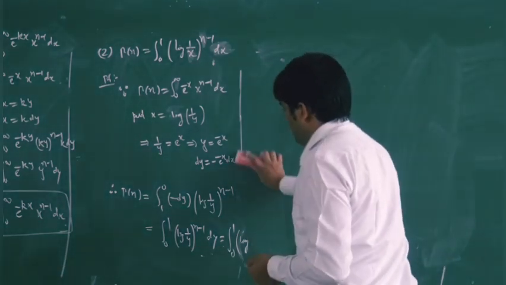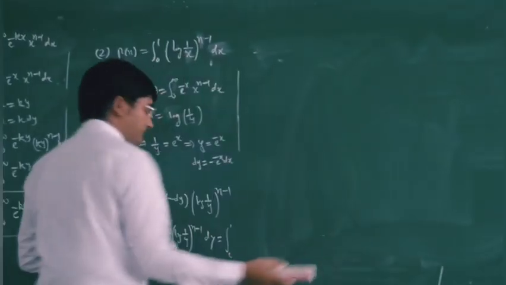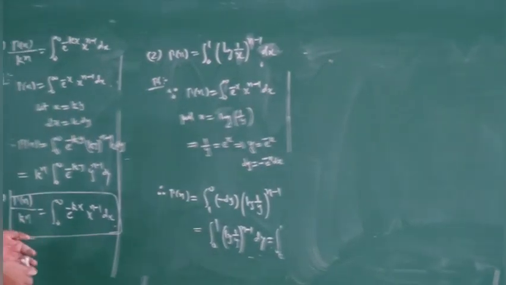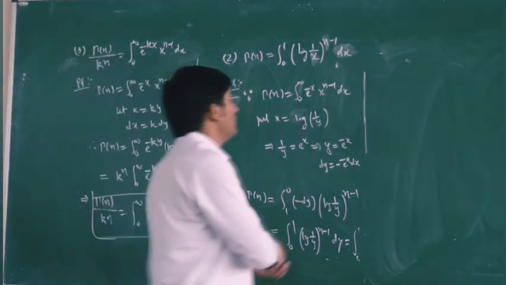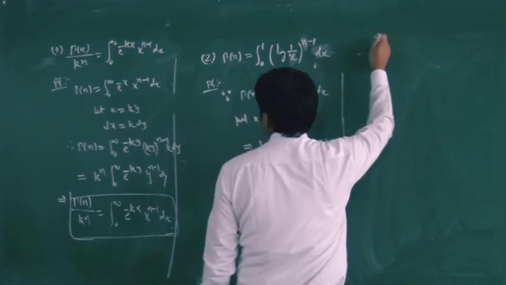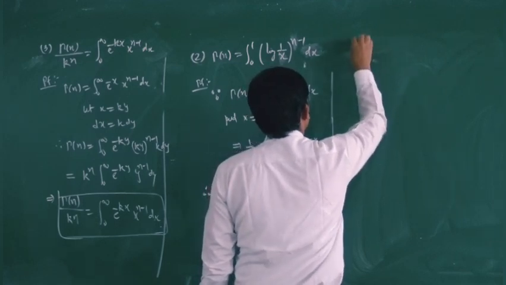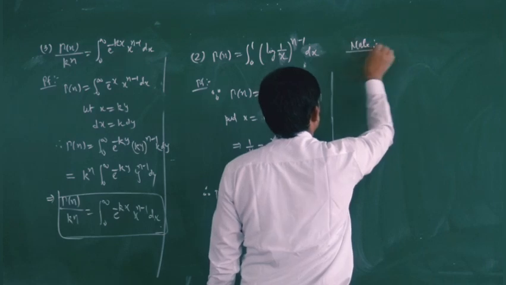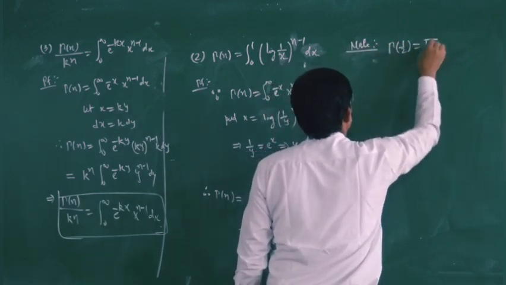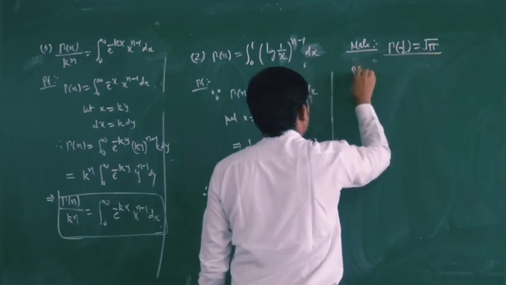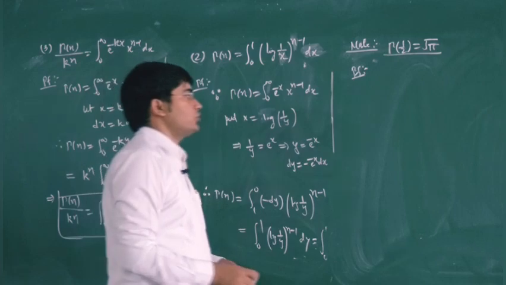Then we have the next property. But before that, let us prove the value of gamma half. Note that gamma half is equal to root pi. So let us prove this value. Gamma half is root pi.